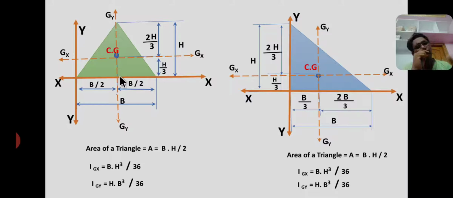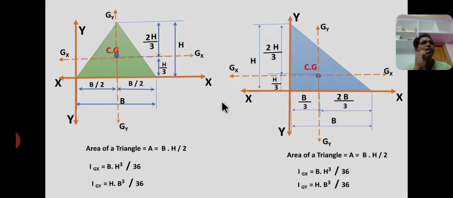Here you have to consider the location of the centroid from the base, always 1 by 3 h, that is one third of the height. From the apex you have to consider 2 by 3 of the height. Always from the apex point, 2 by 3 height, and from the base, 1 by 3 height. And this triangle is symmetric about this vertical line. Therefore, along the base, the centroid lies at a distance of base by 2 and base by 2.